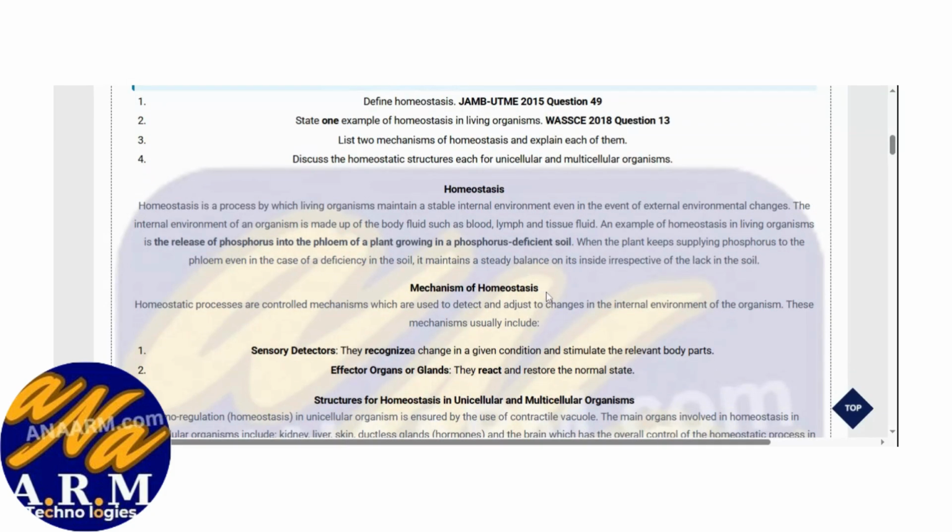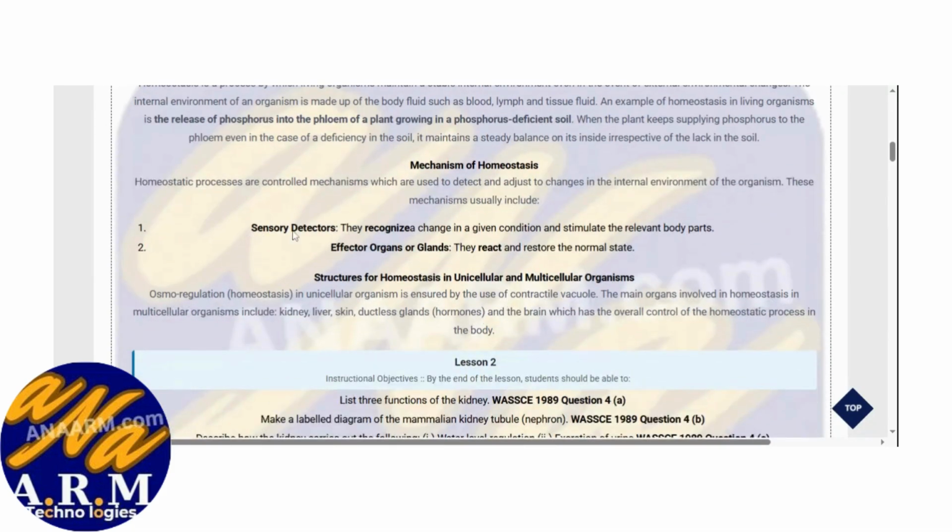Mechanism of homeostasis. Homeostatic processes are controlled mechanisms which are used to detect and adjust to changes in the internal environment of the organism. These mechanisms usually include sensory detectors. They recognize a change in a given condition and stimulate the relevant body parts, effector organs or glands. They react and restore the normal state.